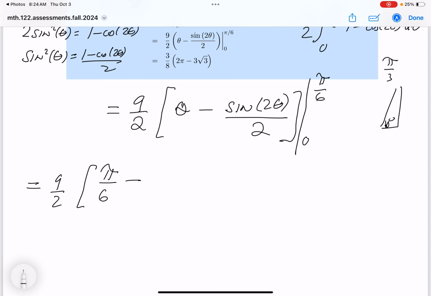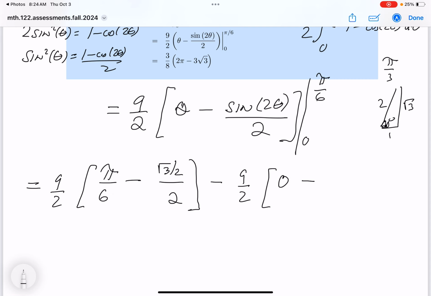I'll write this over here. And what does 60 degrees look like? Let's see, this would be 2, this would be root 3, and that would be 1. And what's the sine of that going to be? Root 3 over 2 divided by 2. We'll take care of that later, by the way. Minus 9 over 2. Put the 0 in there, you get 0.